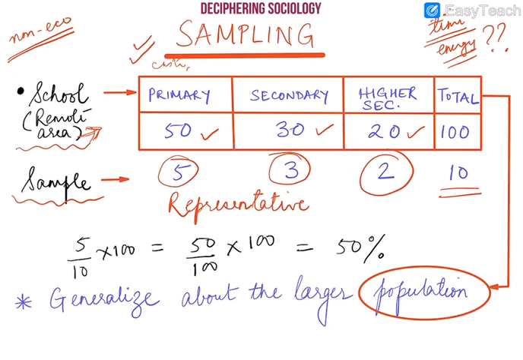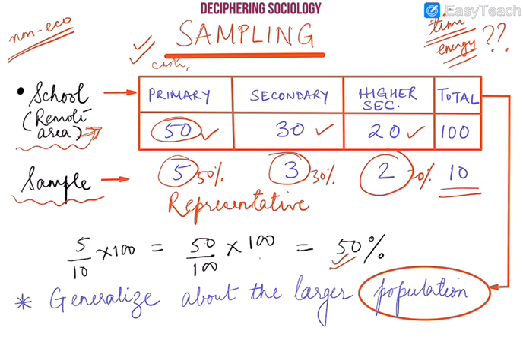50 students is 50% of 100. 50 by 100 into 100 is 50%. Similarly, 5 is how much percent of 10? It is also 50%. Right? So this much is 50%, 30%, 20%.